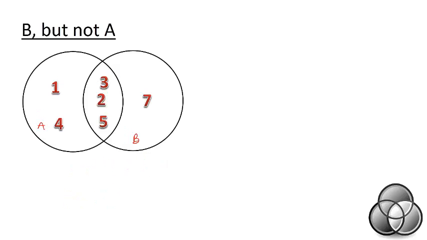On this slide, let's determine all of the elements that are in B, but not in A. So if we were to list all of the elements in B, we'd have 7, 3, 2, and 5. And once again, A and B both share the elements 3, 2, and 5, so the only element that's in B but not in A is 7.